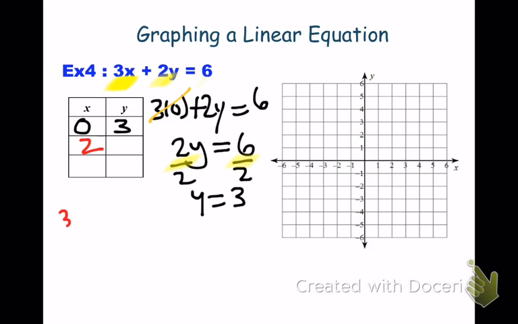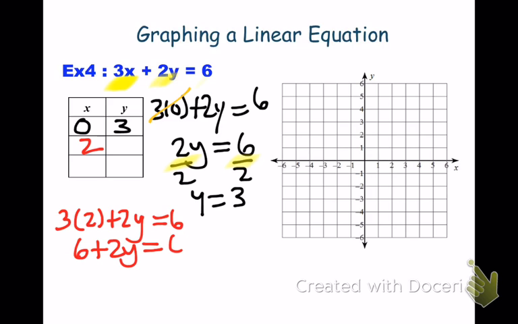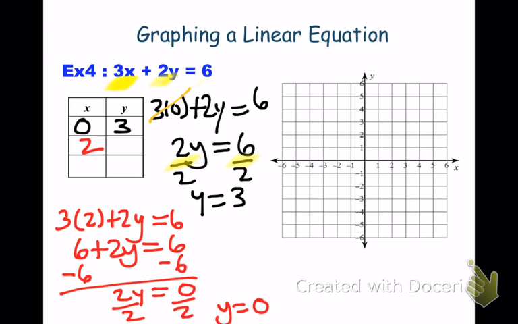So I'm going to go 3 times 2 plus 2y equal to 6. So we're going to have 6 plus 2y equal to 6. Now I'm going to solve this equation. I'm going to subtract 6 on both sides. So 2y is equal to 0. If I divide both sides by 2, I'm going to get y equal to 0. That's my point number 2.